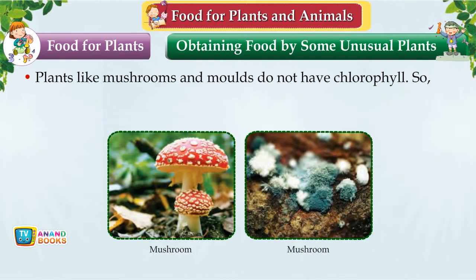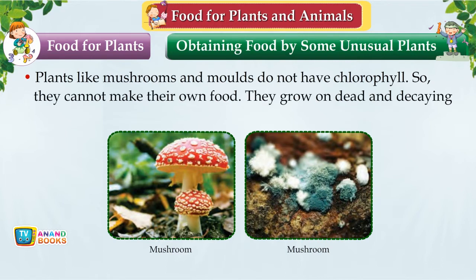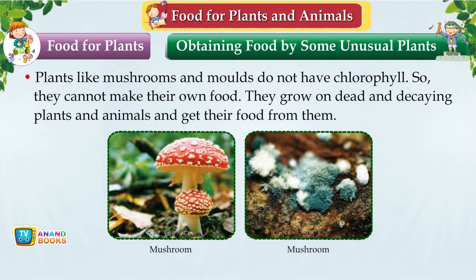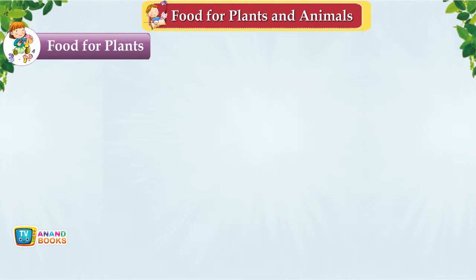Plants like mushrooms and molds do not have chlorophyll. So, they cannot make their own food. They grow on dead and decaying plants and animals and get their food from them.